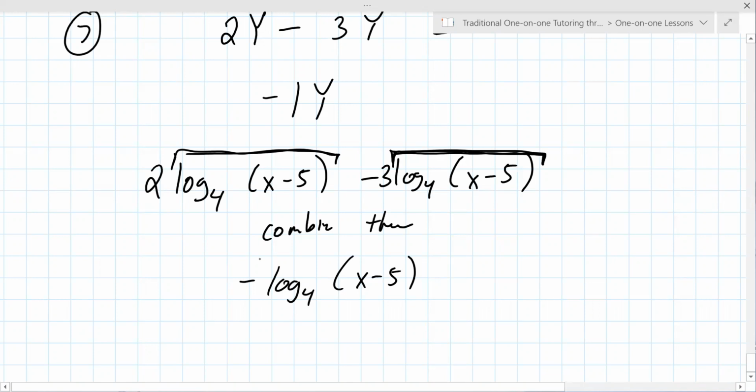Okay, that makes sense. And it's really weird. That's not usually how this happens, which is why I did that other example where you actually use the property a minus b.